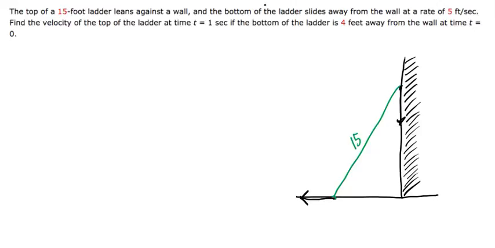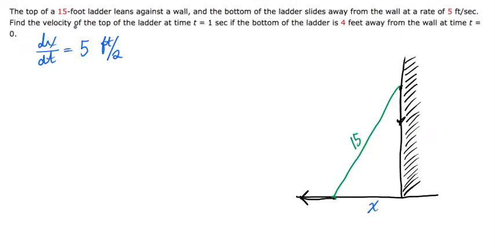Okay, it says the bottom of the ladder slides away from the wall at a rate of 5 feet per second, which means that this distance between this base of the ladder and the edge of the wall is increasing at a rate of 5 feet per second, which means we need to give it a variable name. So I'm going to call that x, and then we can say that dx/dt, the rate at which x is changing, is positive 5 feet per second, and it's positive because x is increasing as the base of the ladder is pulled away from the wall.